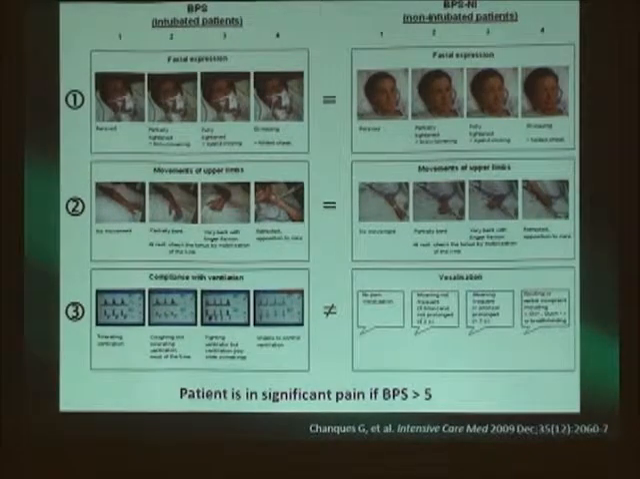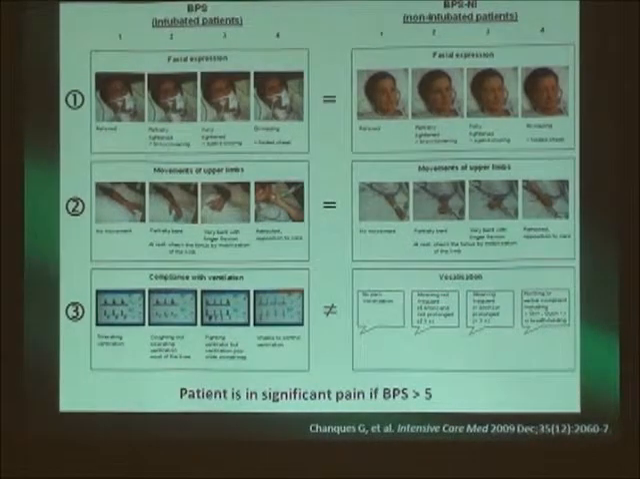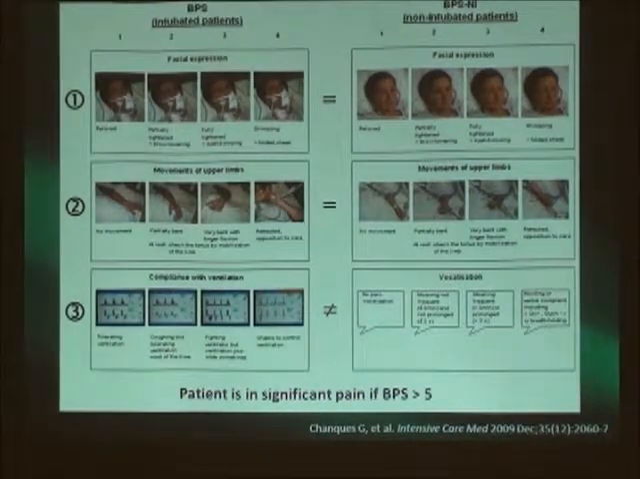It is validated, or would be recommended in the guidelines. And then you can see again movement of the upper limbs. It doesn't take a whole lot, right? It takes 2, 2, and 1. That's it to get a 5.